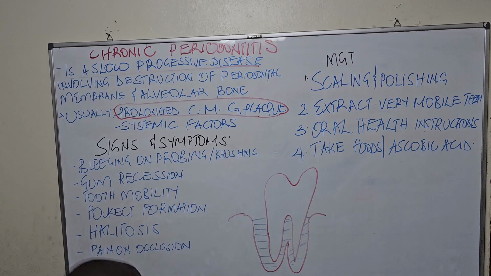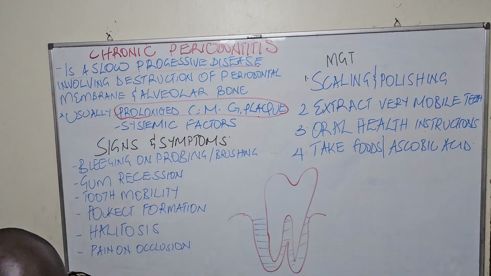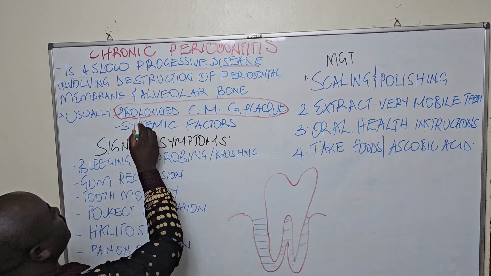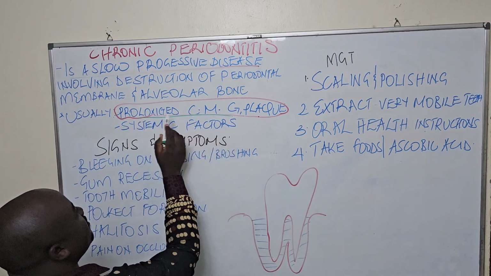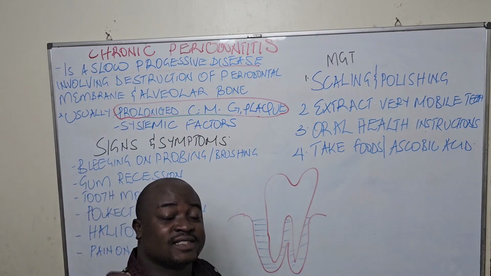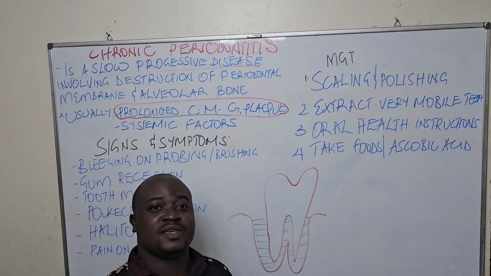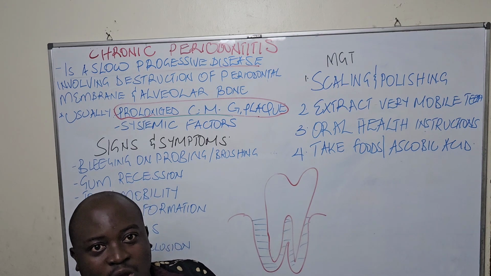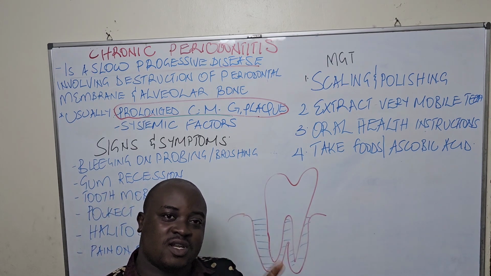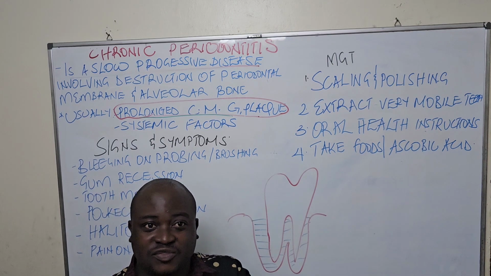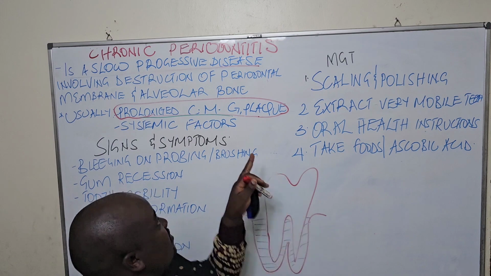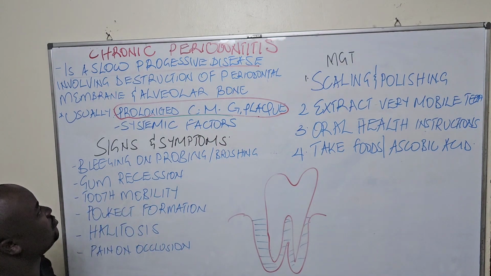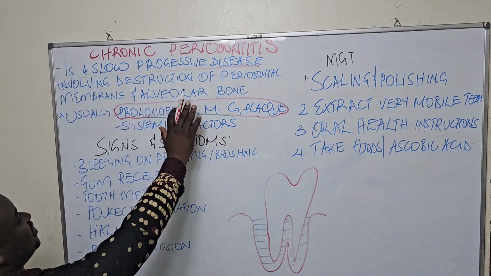We are saying usually it can be a side effect, or rather not a side effect, it can be a complication of chronic marginal gingivitis. Remember, I talked about chronic marginal gingivitis, the situation where the gum is swollen. And because there are many types of gingivitis, a combination of all is chronic marginal gingivitis. So if it is not treated, we are likely to find ourselves in chronic periodontitis. What is chronic periodontitis? This is what we are defining.